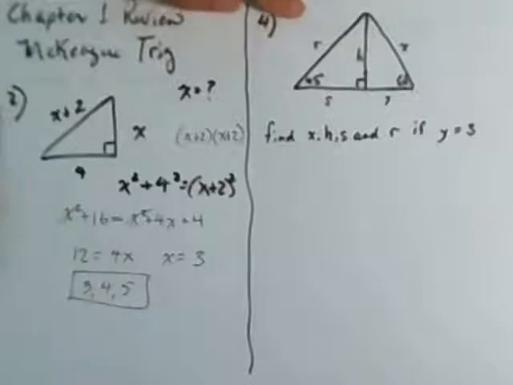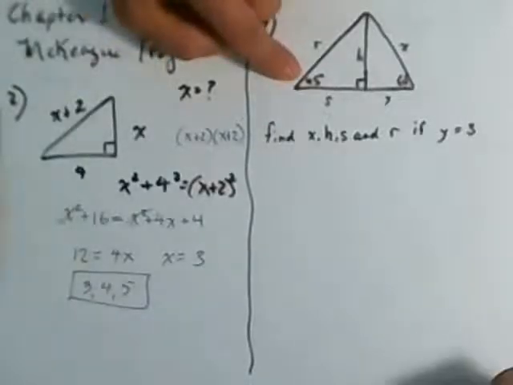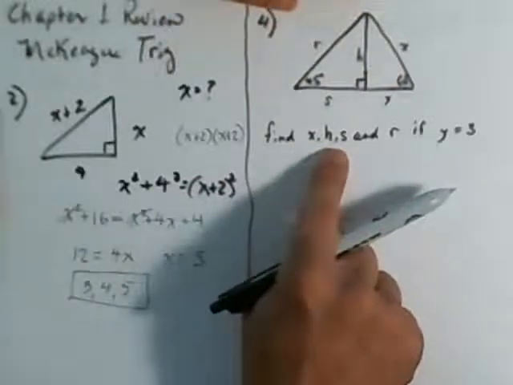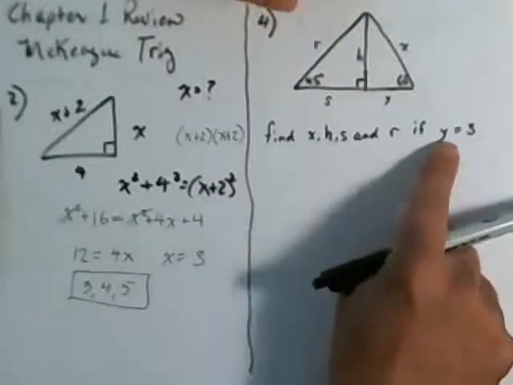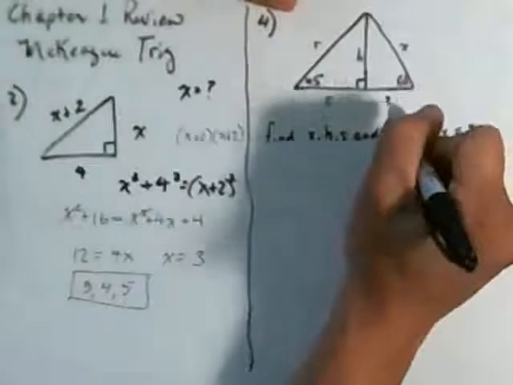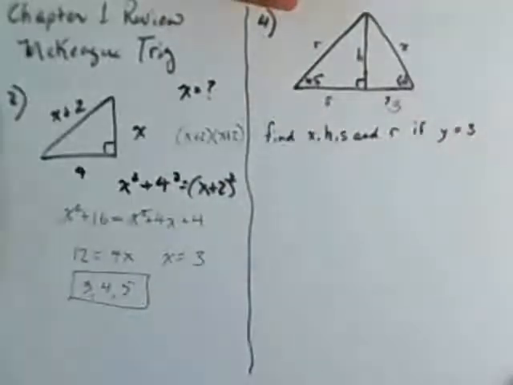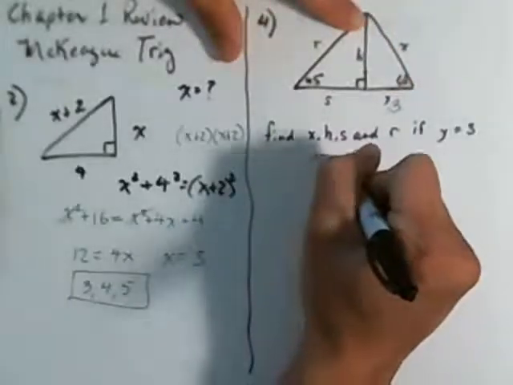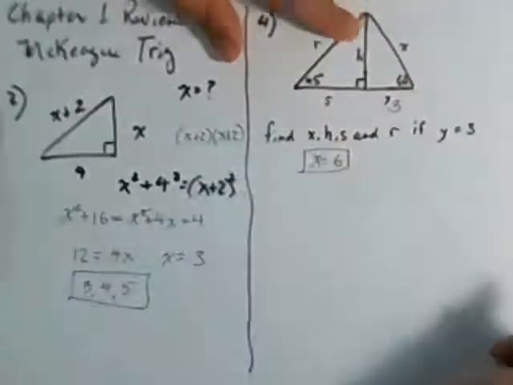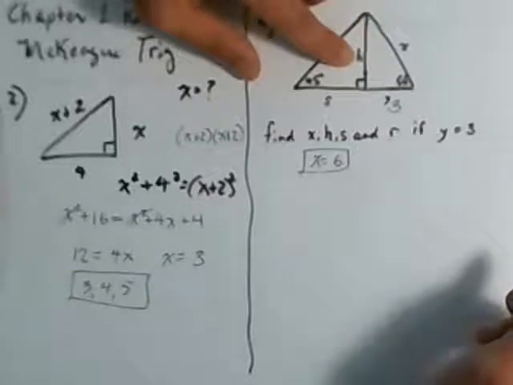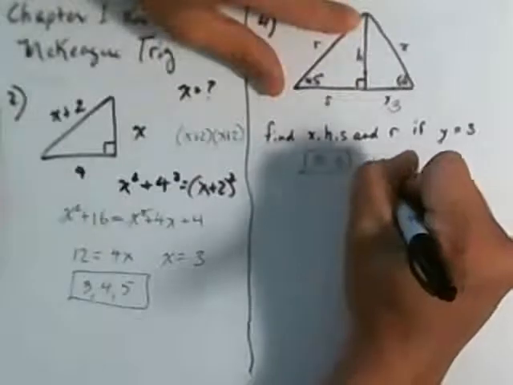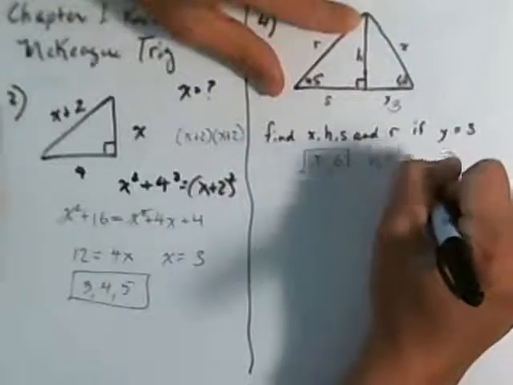You have another triangle, number 4, a 45-45-90 and a 30-60-90. Find x, h, s, r, if y equals 3. So the y value is 3 right there. Of course, on the 30-60-90, the hypotenuse is twice the length, so x is equal to 6. That's one of your answers. H is going to be multiplied by root 3, so h is equal to 3 radical 3.